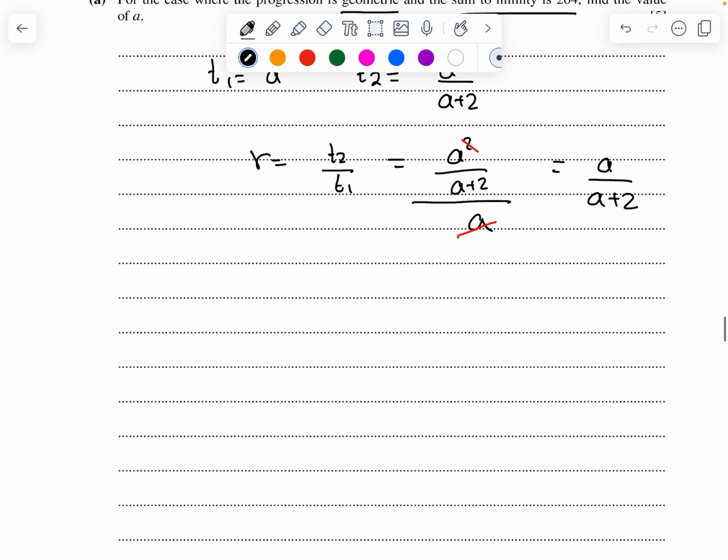Sum to infinity is 264. S infinity is a upon 1 minus r. So 264 equals to a upon 1 minus a upon a plus 2.